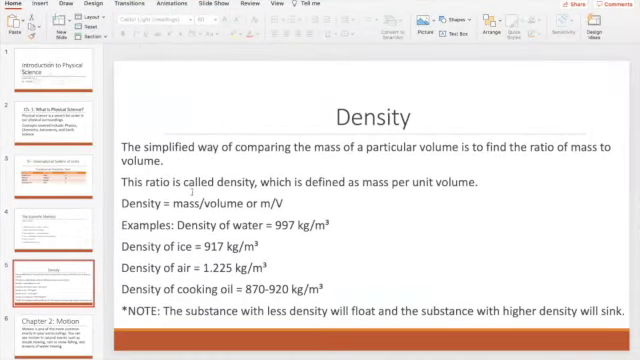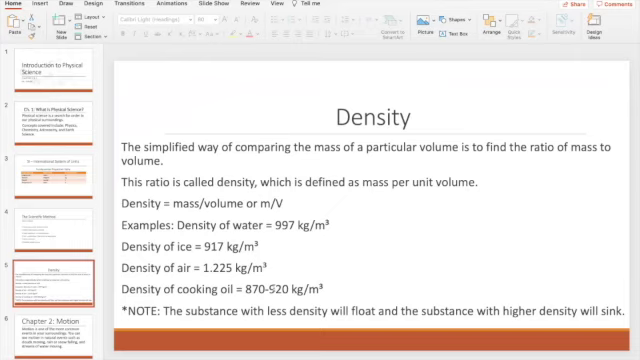All right, so again, density, the ratio of mass to volume of a substance. All right, so here I got a couple of examples. The density of water, nearly 1,000 kilograms over meters cubed. Density of ice is slightly lower at 917 kilograms over meters cubed. Density of air is 1.225 kilograms over meters cubed. And the density of cooking oil ranges. So this depends on what type of oil it is, whether it's vegetable oil, coconut oil, olive oil.